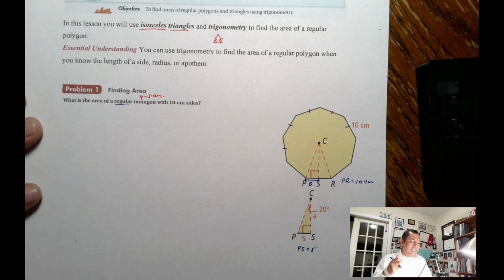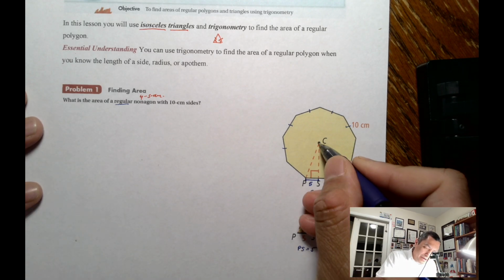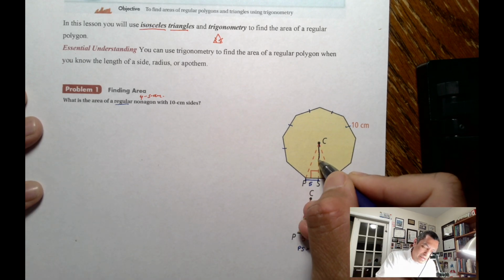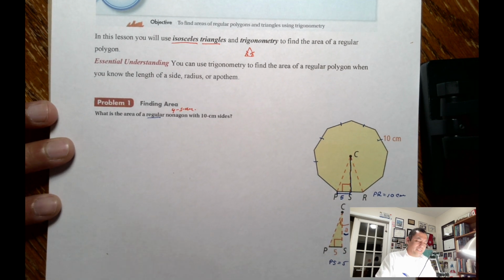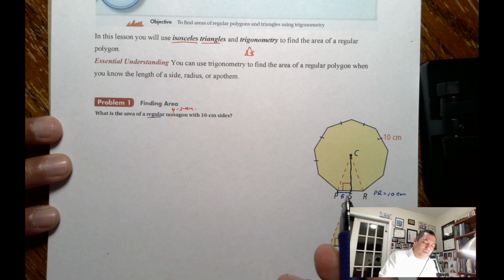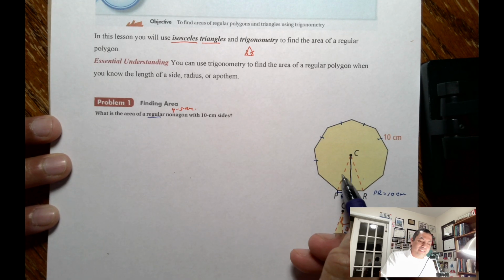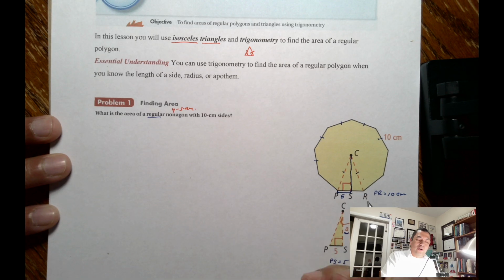Remember from the previous lessons, this segment here that goes from C to S is called the apothem, and I have it here. So let's start. Let's do it step by step. So I have triangle, in this case, PCR is isosceles. That triangle is isosceles. That means these two legs are congruent, so these two angles are also congruent.